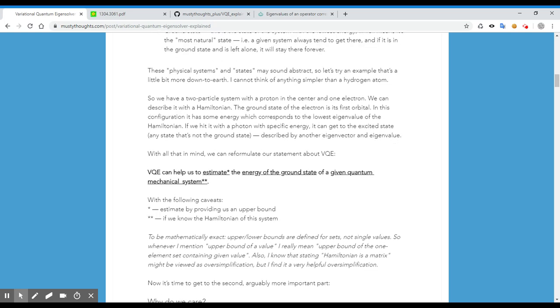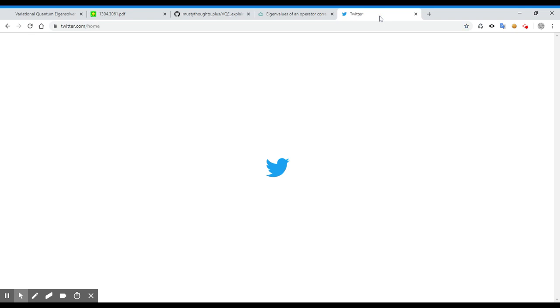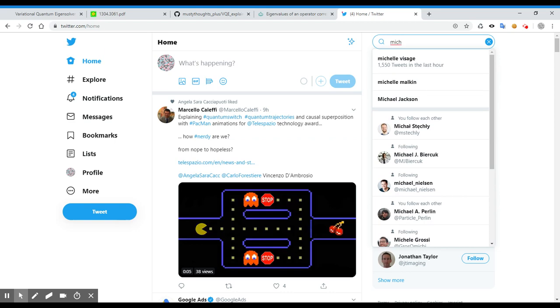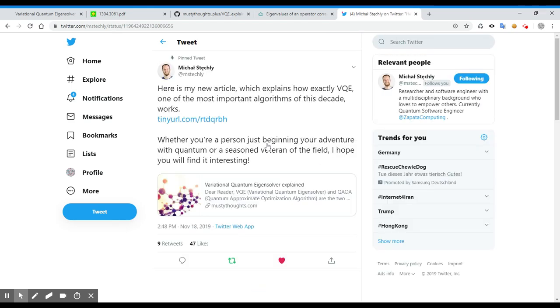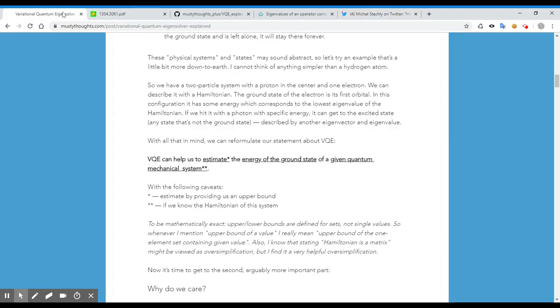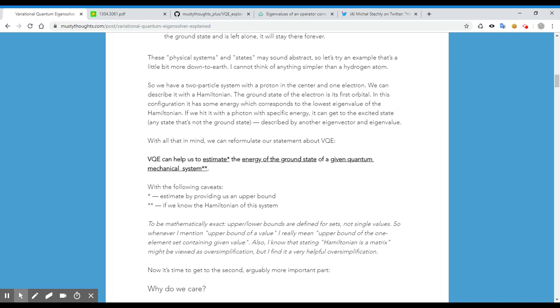So I was checking the comments on Twitter, and I have to say that I think it was Bob Suter actually replied saying, I'm interested in having a non-chemistry example. But having gone through different examples and different explanations, even that example is really concise and to the point. So I think that is actually helpful.